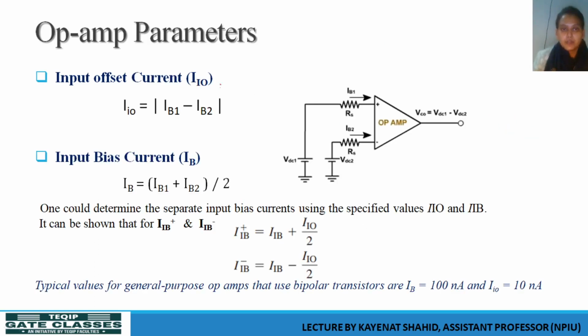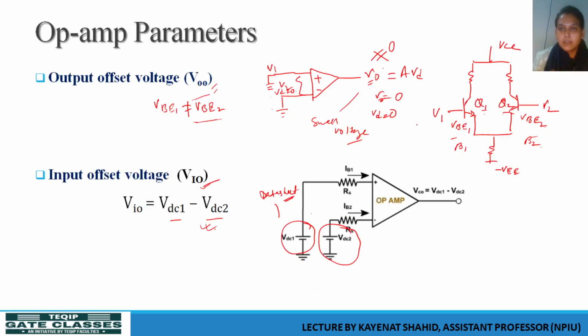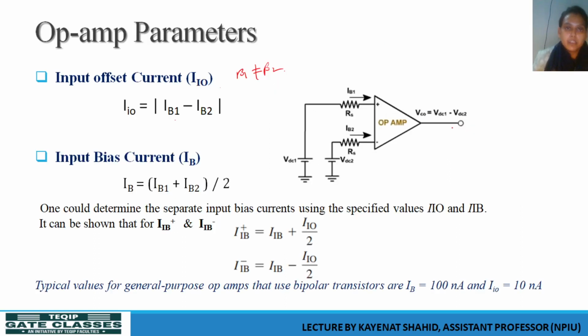Okay, so when beta 1 is not equal to beta 2, we will get a certain base voltage. This IB1 and this IB2 would not be equal. Because IB1 and IB2 are not equal, we will get a difference voltage. And that input difference is called the input offset current.